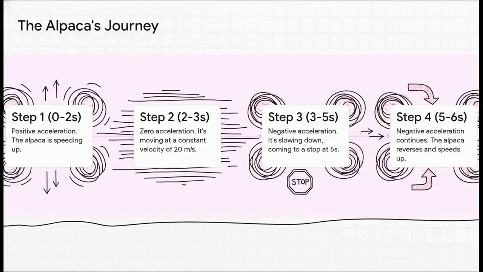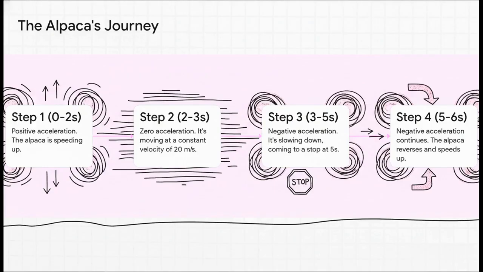Okay, step 1, from 0 to 2 seconds. The slope is positive, the line's going up. So the alpaca is speeding up. Step 2, from 2 to 3 seconds, the slope is 0, the line is flat. It's cruising at a constant 20 meters per second. Step 3, from 3 to 5 seconds, now the slope is negative. It's slowing down, and right at the 5-second mark, it comes to a complete stop.